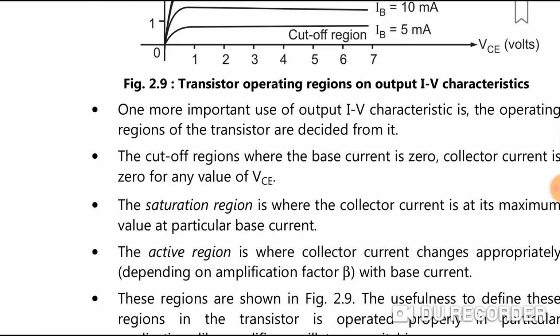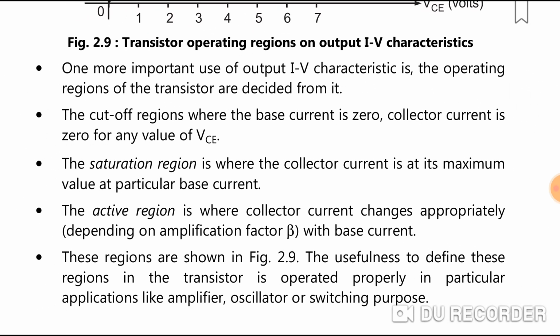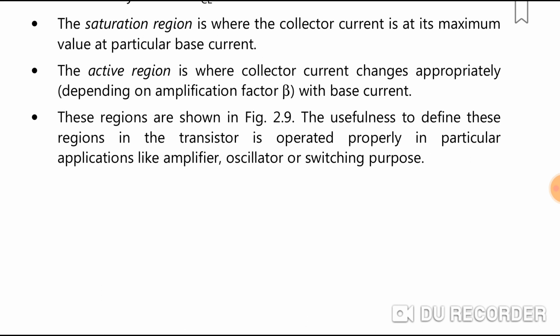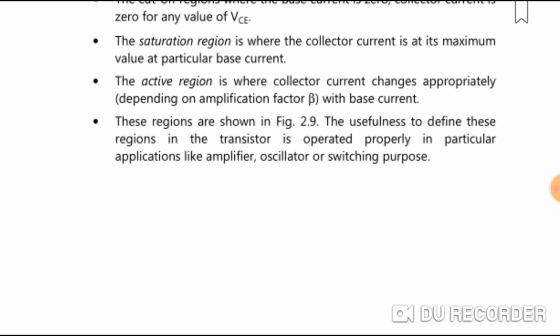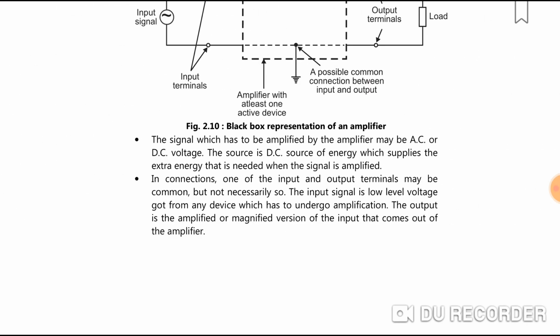One more important use of output IV characteristics is that the operating regions of the transistor are decided from it. The cutoff region is where the base current is 0, collector current is 0 for any value of VC. The saturation region is where the collector current is at its maximum value at a particular base current. The active region is where collector current changes approximately depending upon the amplification factor beta with base current. These regions are shown in figure 2.9. It is useful to define these regions so that the transistor is operated properly in particular applications like amplifier, oscillator and switching purposes.